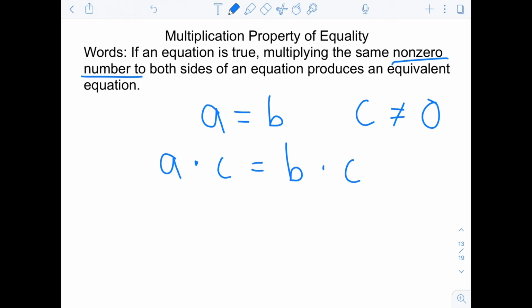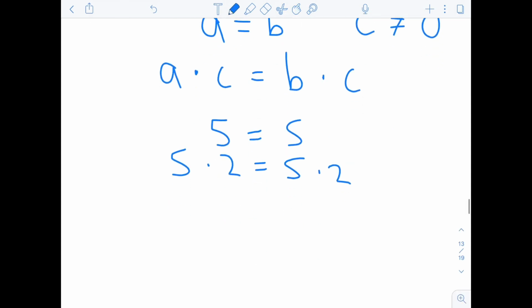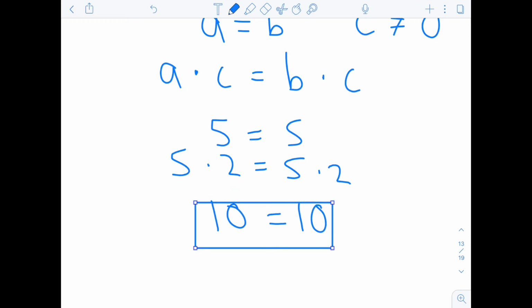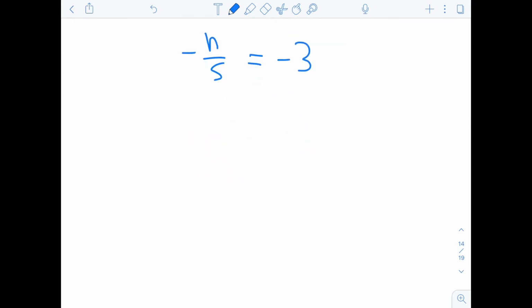So if we have 5 equals 5, I can multiply 2 to both sides, and you'll get 10 equals 10, which is true. So let's use this to solve this equation. Negative n over 5 equals negative 3.